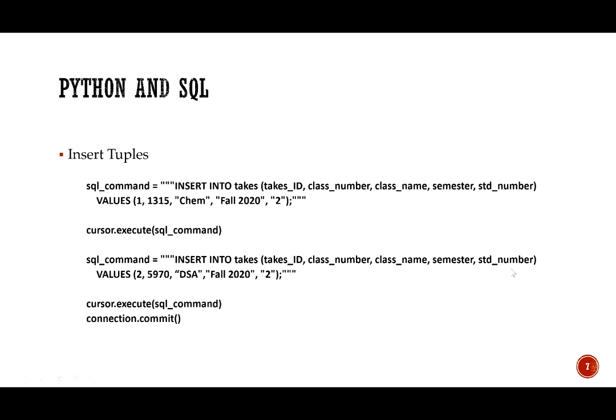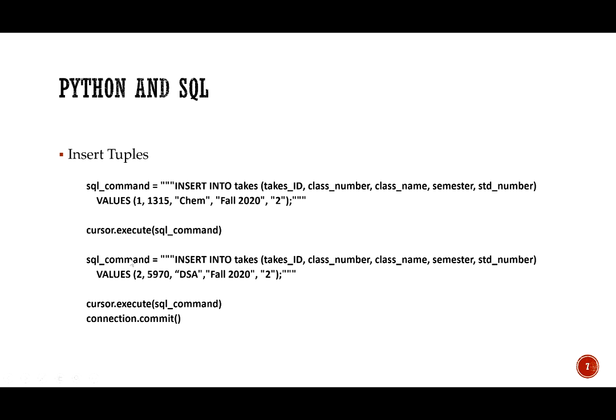Again, we need to insert tuples into this table. So we write another SQL command. The keyword is insert into takes. Then we'll list the attributes we defined for this table. And then with values, we assign value to each attribute. And in this example, takes ID is 1, class number 1315. It's from chemical, fall 2020. The student number is 2. It means that this is the second student that we added to the table. And then we execute it.